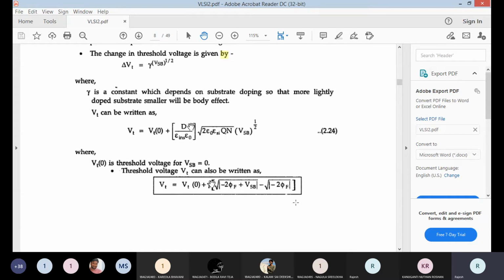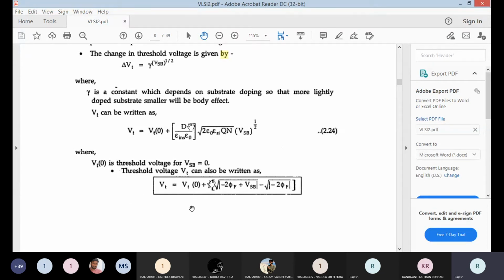Now suppose VSB is 0. VSB is negative for NMOS, positive for PMOS. If VSB is 0, the square root terms cancel automatically and you are left with only the threshold voltage. So VT naught represents the threshold voltage for VSB equal to 0. If you don't apply source to bulk voltage, the threshold voltage is VT naught. If you apply a potential difference between source and bulk, your threshold voltage will be slightly more, given by this final equation. So this is the body effect.